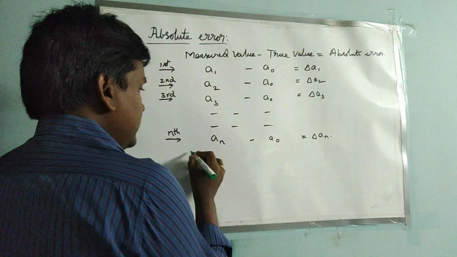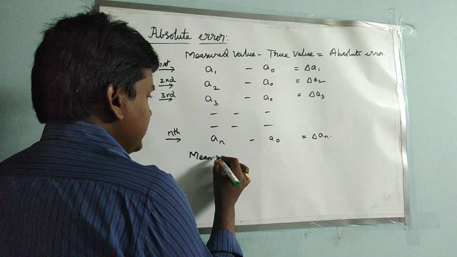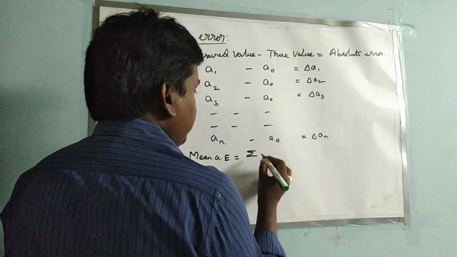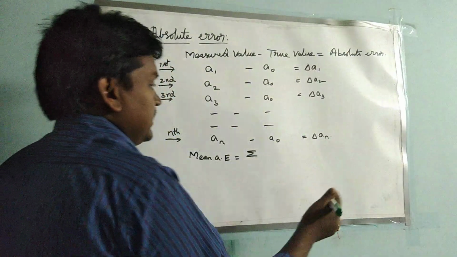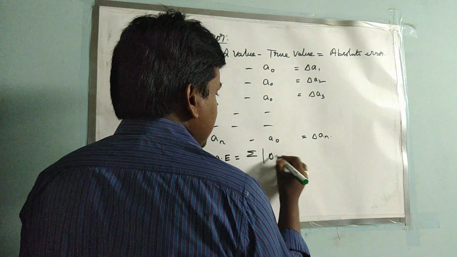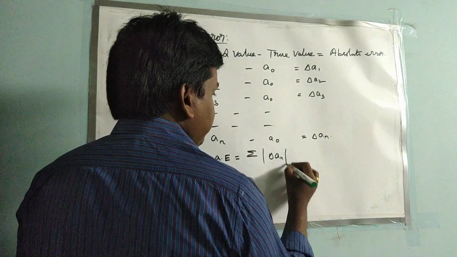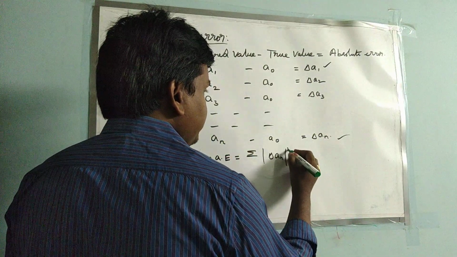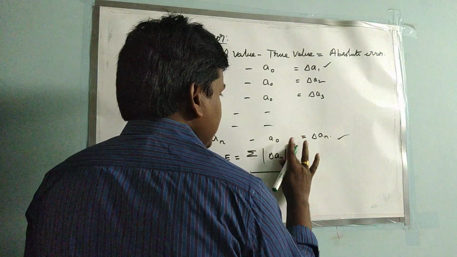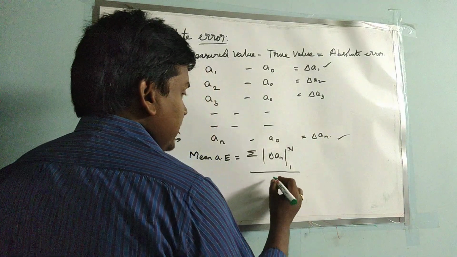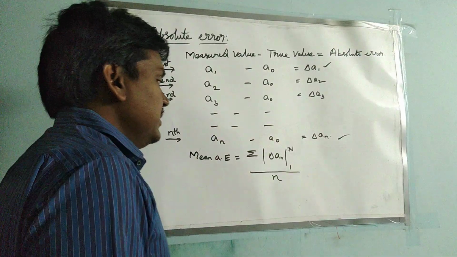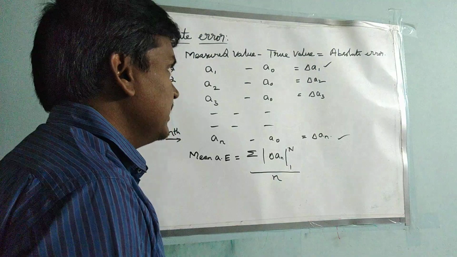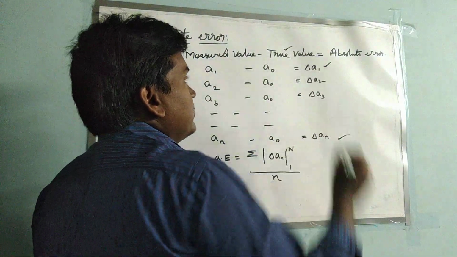So the mean value of absolute error is sigma, we have to add all of these. Sigma modulus of delta AN, from where to where? First trial to nth trial. So 1 to N, divided by N. So we'll get a mean absolute error. And here, see, what is the true value?